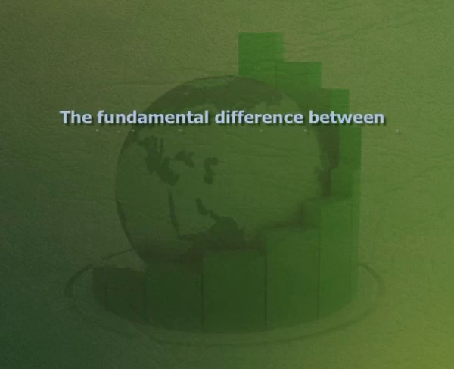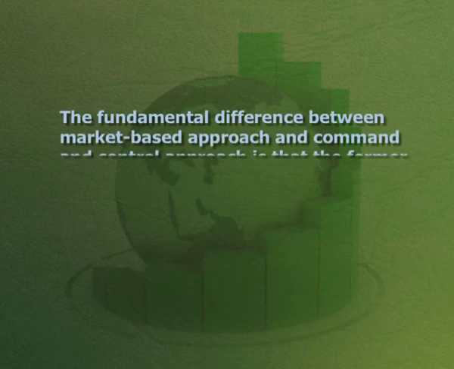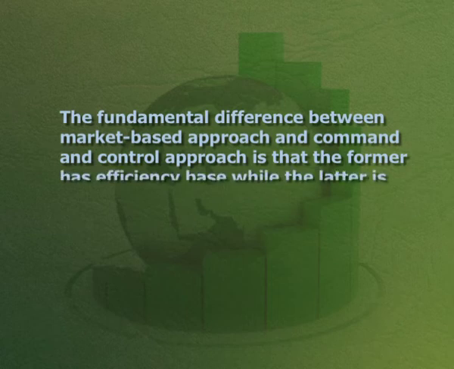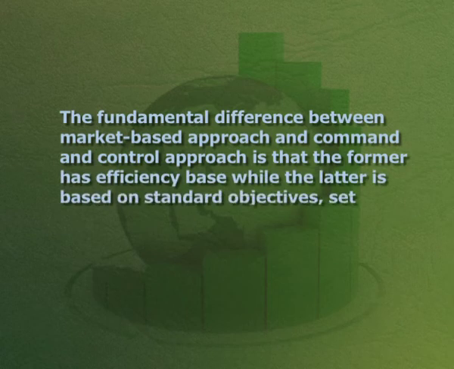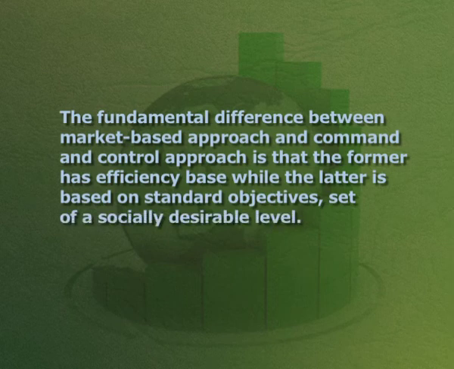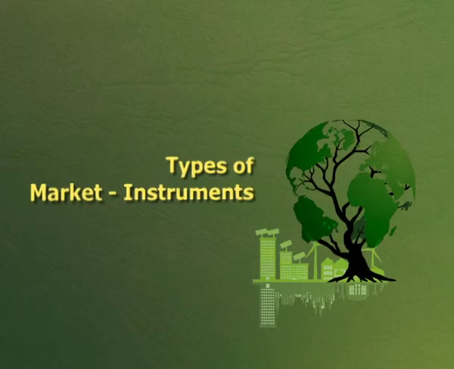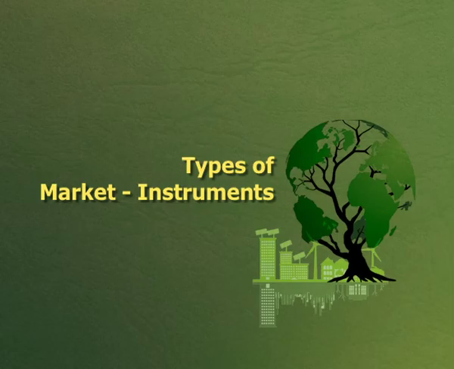Descriptive overview. The fundamental difference between market-based approach and command and control approach is that the former has efficiency base while the latter is based on standard objectives set of a socially desirable level. Market approach is an incentive-based policy that encourages conservation practices of pollution reduction strategies. Types of market instruments. The market instruments are basically pollution charges, subsidies, deposit or refund systems, and pollution permit trading systems. The market-based approach is used by many countries of the world.